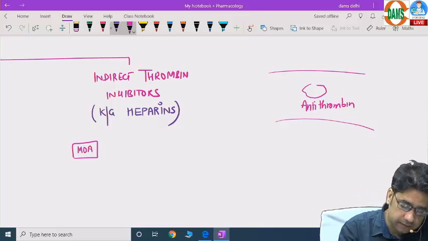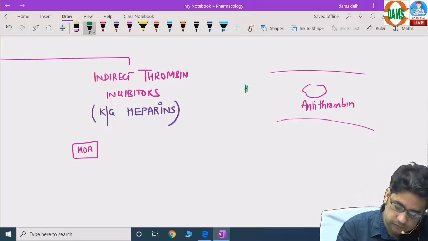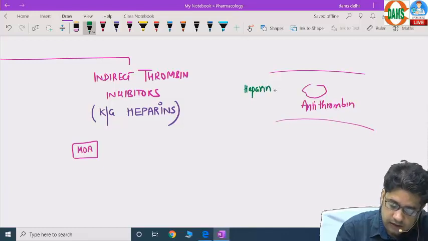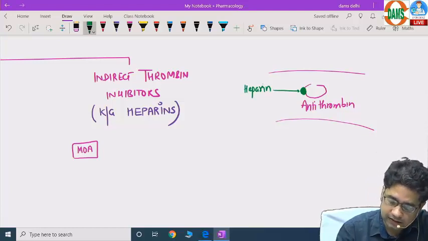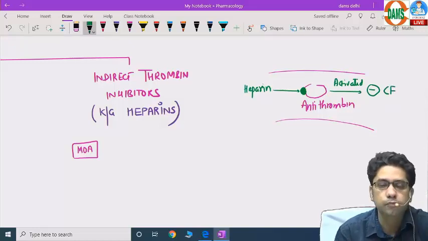Sir, when we give heparins to our patient, don't make this diagram, nobody will ask you. This heparin attaches to antithrombin. Okay? And this antithrombin becomes activated. And now it will inhibit clotting factors. I hope you have understood this part.